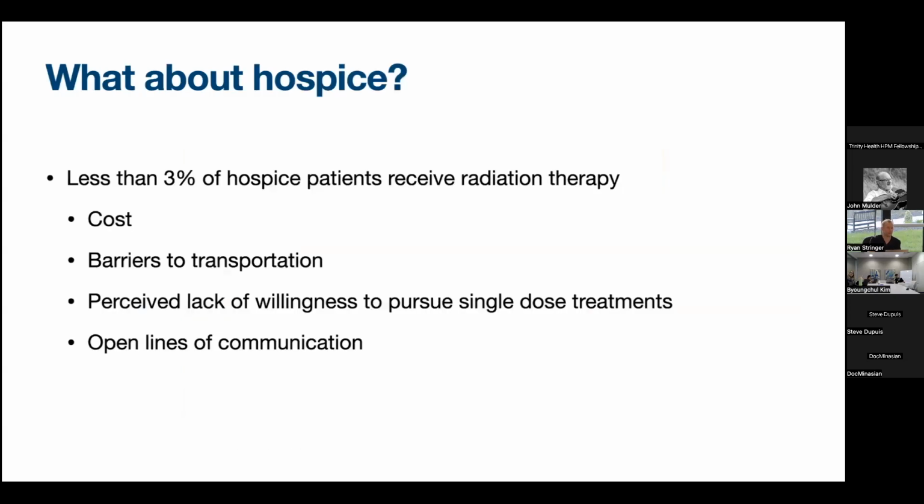And one of the discussions I thought was interesting is what about hospice? So less than 3% of hospice patients receive radiation therapy, which is understandable. By nature of hospice, we're not pursuing curative interventions, but from the standpoint of palliation of symptoms, does it make sense for us to develop relationships with a radiation oncology department and have some of those conversations about, can we do single fraction treatments? What's the cost of that? What are the barriers to transportation? Is there already a perceived lack of willingness to pursue single dose treatments? And that conversation barrier has just been put up, and we need to start having more of those discussions.